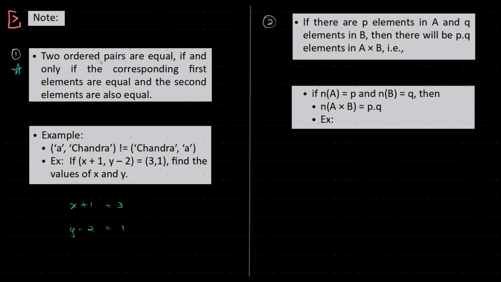I hope you guys understood that. It's not that hard though. The order matters, as simple as that. If there are p elements in A and q elements in B, then there will be p into q elements in A cross B, the Cartesian product between A and B. That is, if n(A), the number of elements in set A, is p, and the number of elements in set B is q, then the number of elements in the Cartesian product A cross B is p into q.